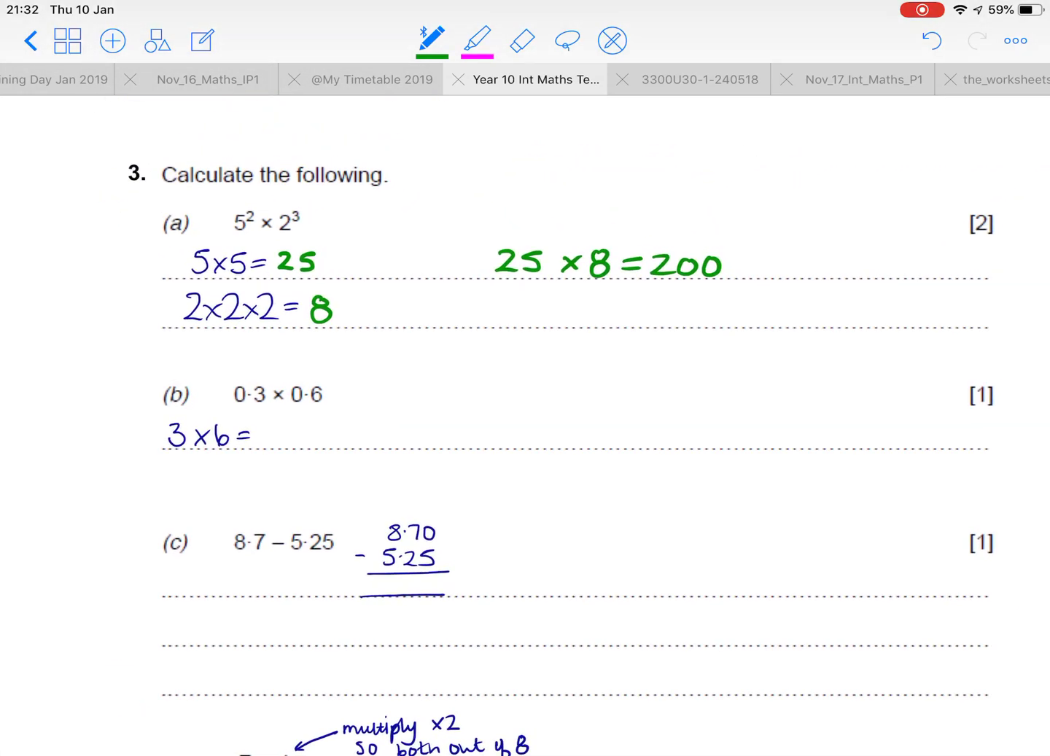In part B, 3 6s are 18. But because you have a decimal place in the first number and a decimal place in the second number, you actually have 2 decimal places in your answer.